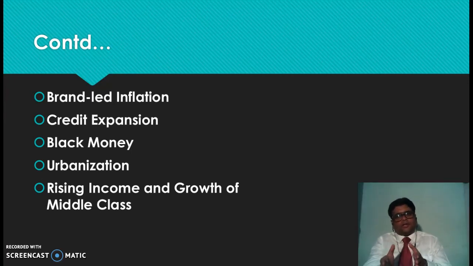But due to urbanization, lifestyle also changes, and when lifestyle changes, the demand for goods and products also increases, and again the situation leads to inflation.